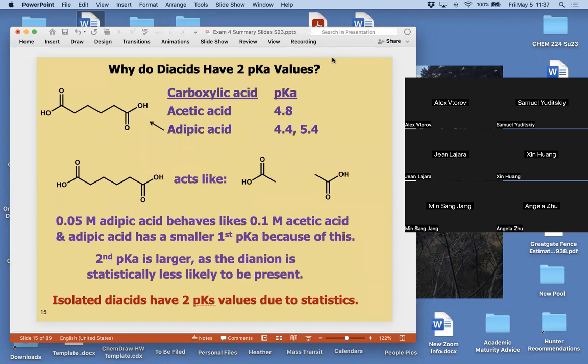Adipic acid has 2 pKa's because there are 2 acids, and that's the way it ends up. It ends up giving 2 numbers, even though you certainly could make a very convincing argument that each carboxylic acid behaves just like acetic acid. So this is somewhat a result of the formal way we deal with this.